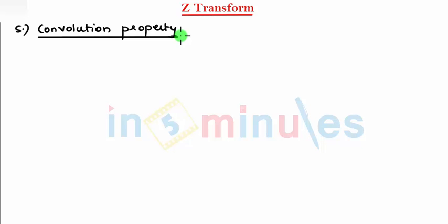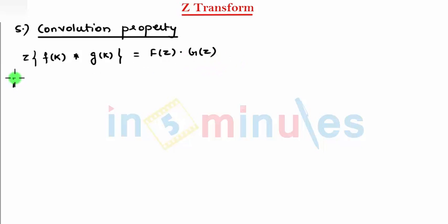The next property is convolution property. Now what do you mean by exactly convolution? This is same as we worked in Laplace. I'll be having two signals, and ZT of f of k convolve with g of k comes to be f of z into g of z. So the convolution sign changes to multiplication sign in convolution property.